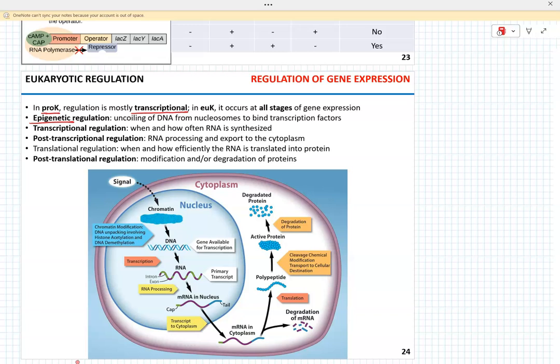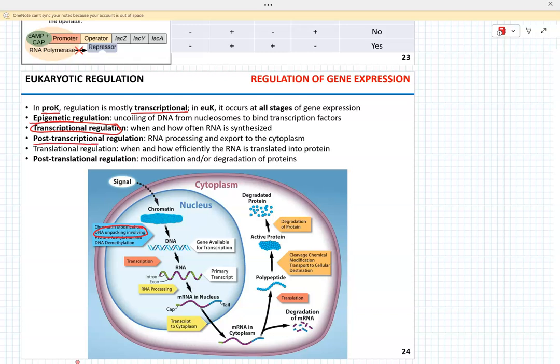That includes modifications of DNA, acetylation of histones, methylation or demethylation of DNA. Transcriptional regulation involves a variety of transcription factors that determine when and how often RNA is synthesized, in other words, how many RNA molecules will be produced.